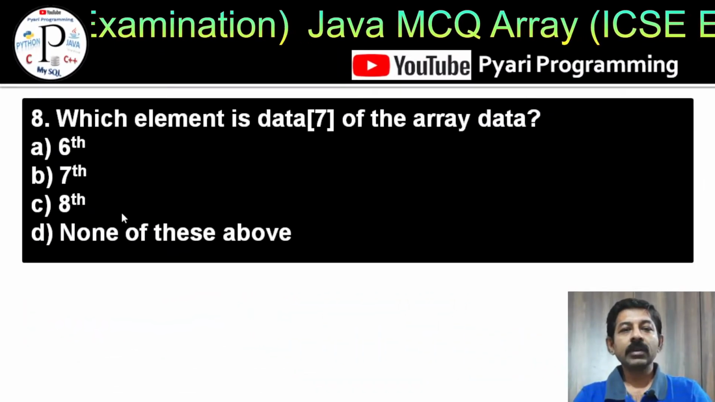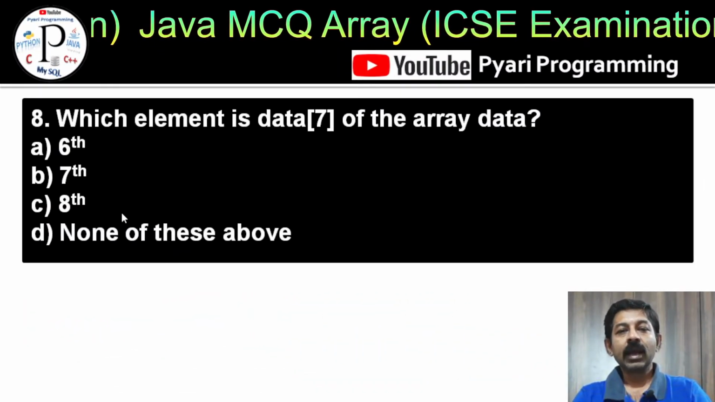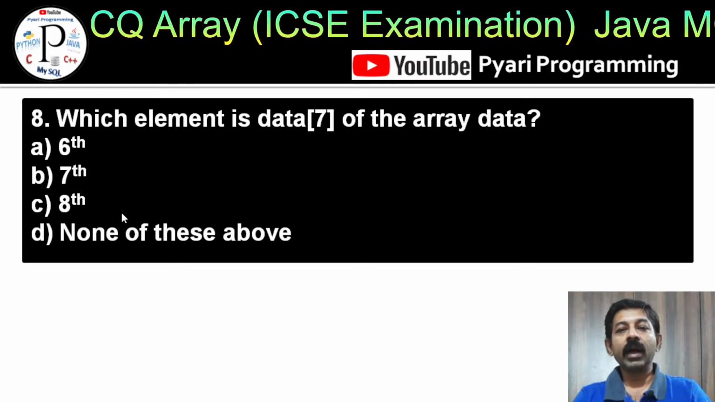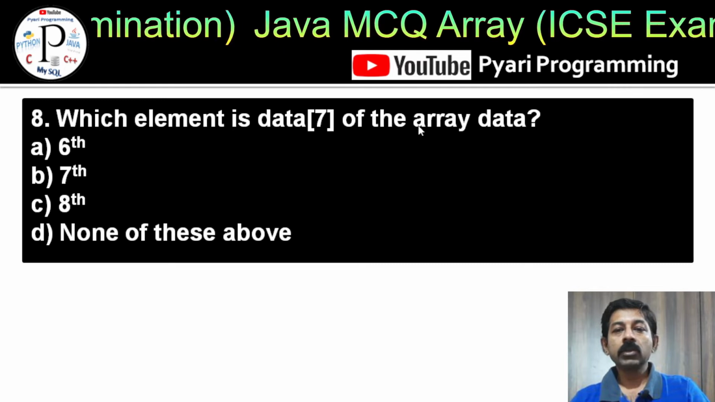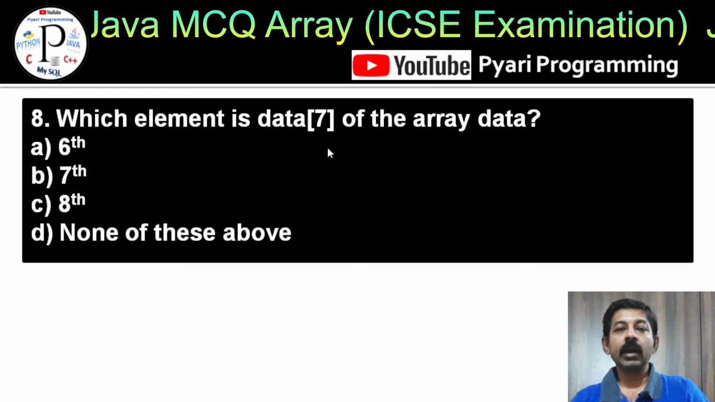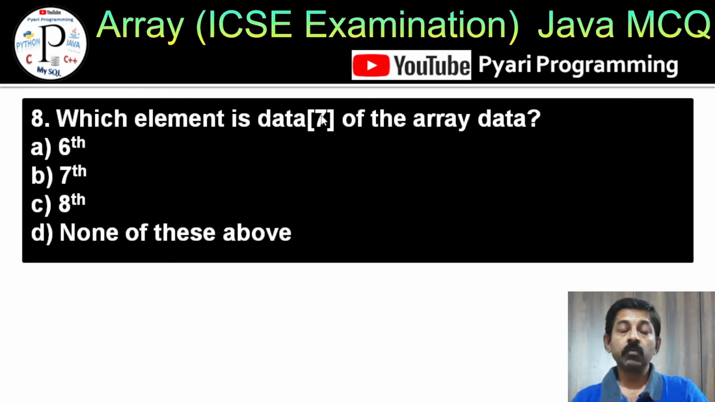So the next one says: which element is data[7] of the array data? Now it is talking about an element and it is talking about the array data. So array data, 7th index position. Which element will be there?